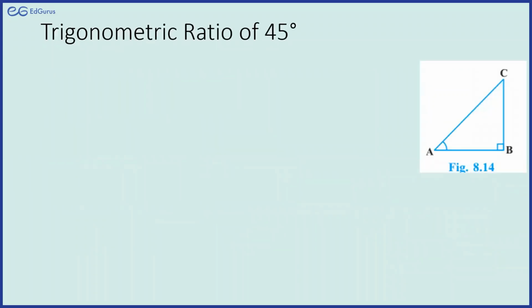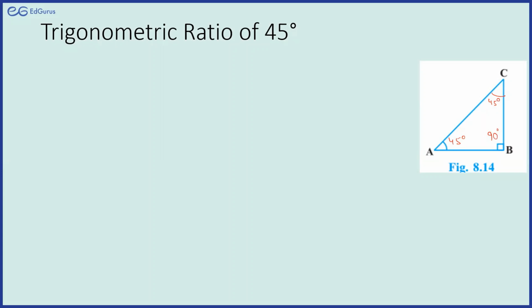Now we are going to study the trigonometric ratios of some specific angles. First, the angle that we are considering is 45 degrees. Suppose this is my right angle triangle and angle A is 45 degrees. What is angle C? This is 90, A is 45, so C is also 45.